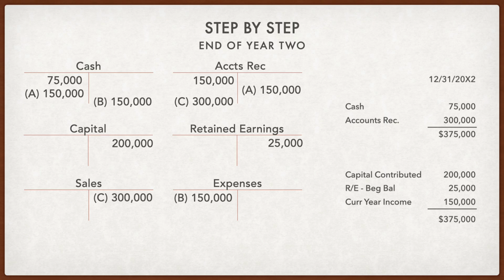We have cash of $75,000, accounts receivable $300,000, so our total assets are now $375,000. Still the same amount of contributed capital. Our carryover from the prior year's retained earnings means we start with $25,000 and our current year income is $150,000. So now our total liabilities and owner equity is $375,000. We're still in balance and we're still happy. But notice that cash is only $75,000 and our total retained earnings account, the beginning balance plus current year income, is $175,000. And that raises some interesting questions.